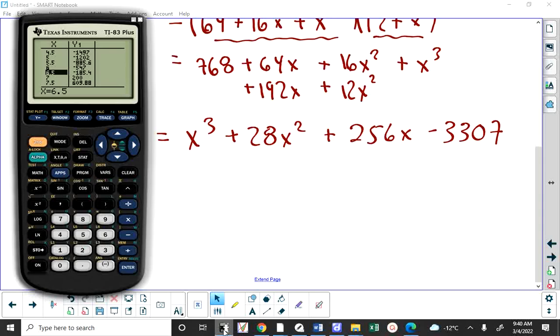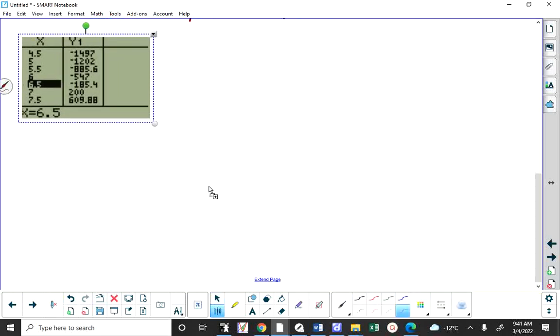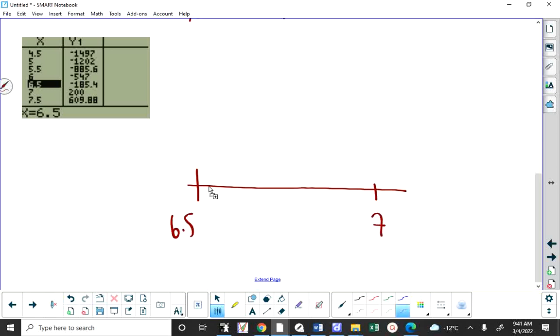And this is really tricky. I know students struggle with window settings on your calculator. So let me slow this down a bit. This is saying that the x-intercept is somewhere between 6.5 and 7. It's going to cross the x-axis someplace in between there. And at 6.5, the point is way down here at negative 185. So there's a point with that ordered pair. And at 7, it's up here at 200. So to me, this is telling me what the window setting should be. I should look from 6.5 to 7, and I should look from negative 185 to 200.